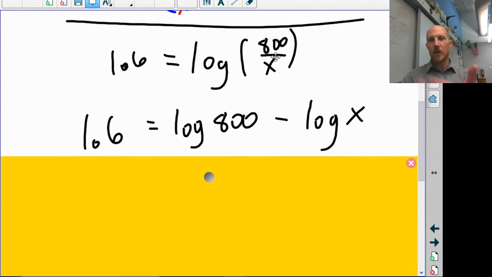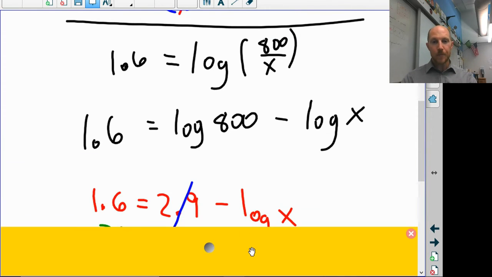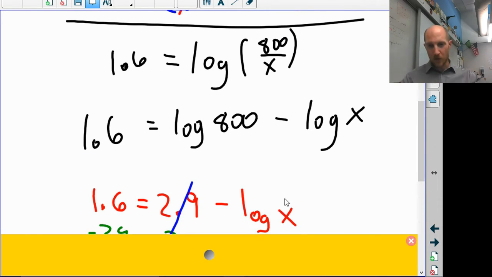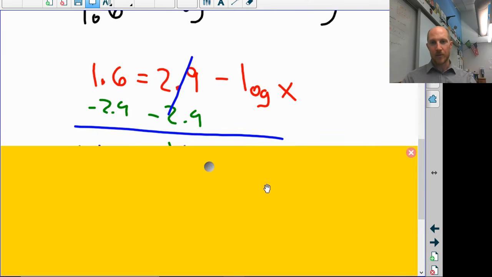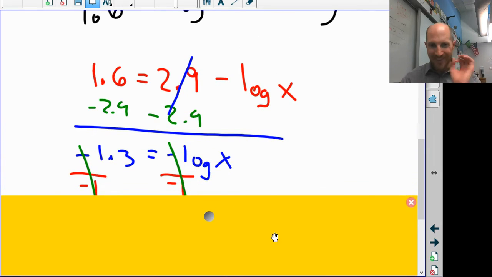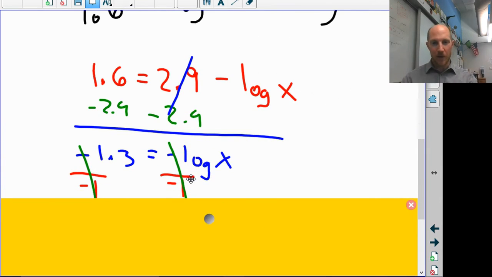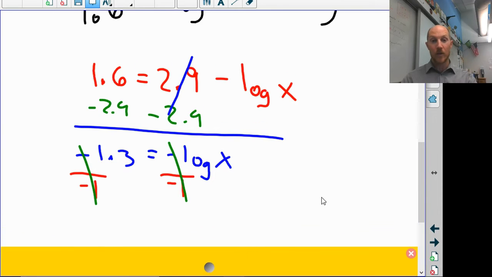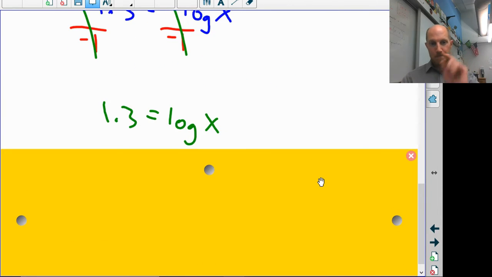But okay, so the division, 800 divided by x, take the logs apart, becomes a subtraction, log of 800 minus log of x. Log of 800, pull that up on my calculator, is 2.9. Subtract the 2.9 to isolate the log of x. I do not want the negative log of x. So divide both sides by -1 to isolate the positive log of x equals 1.3. Now we're going to do the inverse property. Could have done it earlier.